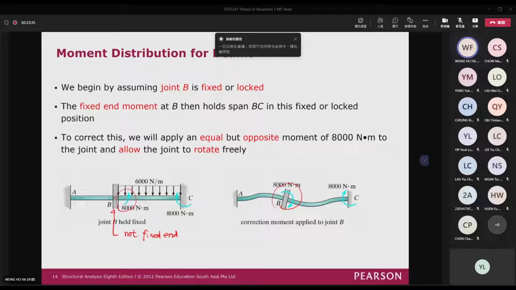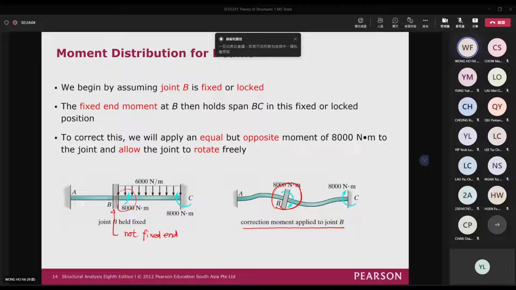And then we assume that we apply 8000 Newton meter at the joint B in order to balance the fixed end moment. So we want to correct that by applying the moment at the joint B, because originally it is not a fixed joint, right? To correct that, we just apply the counteracting moment in order to eliminate this fixed support moment. Okay.